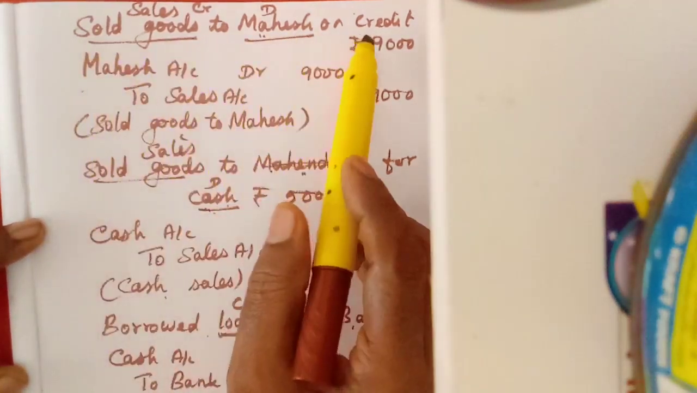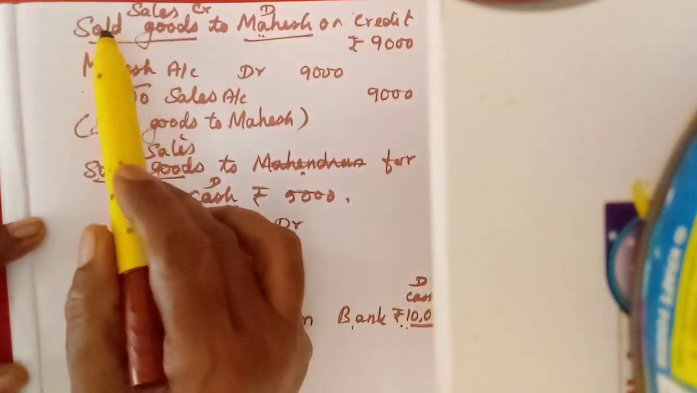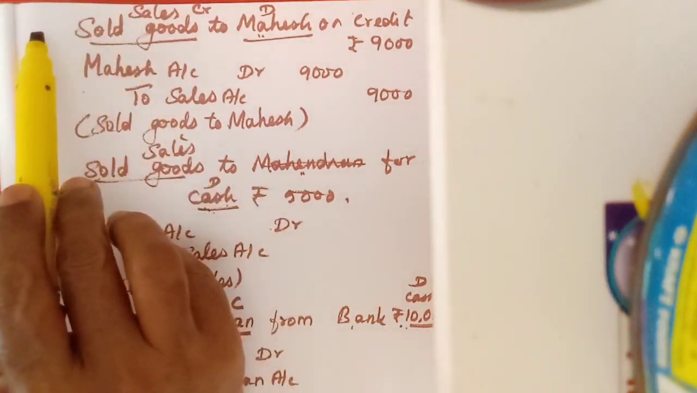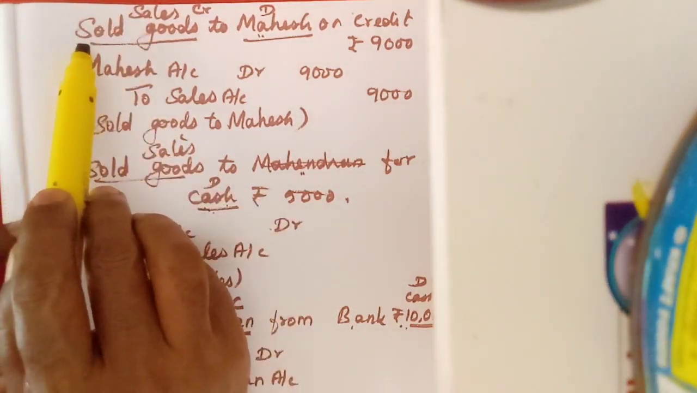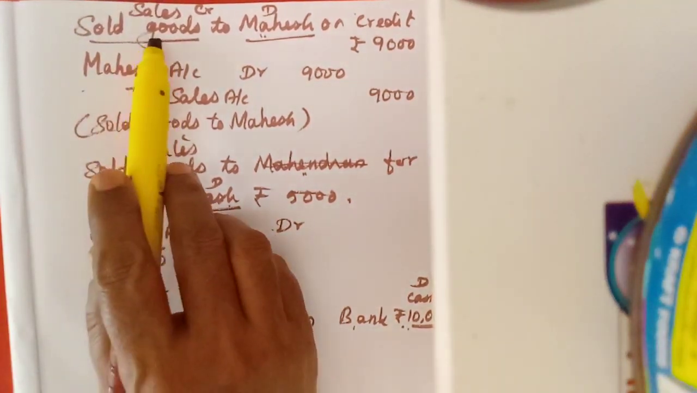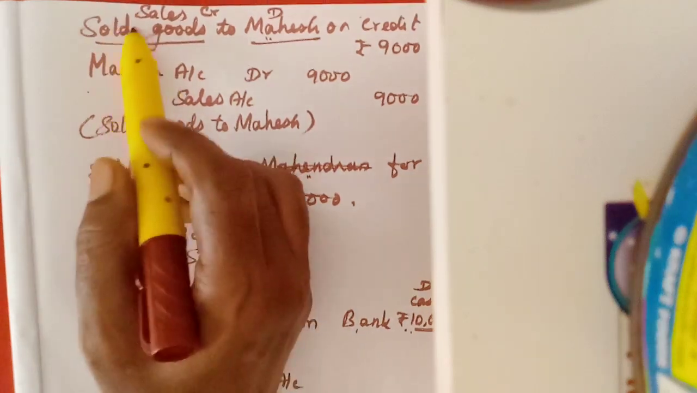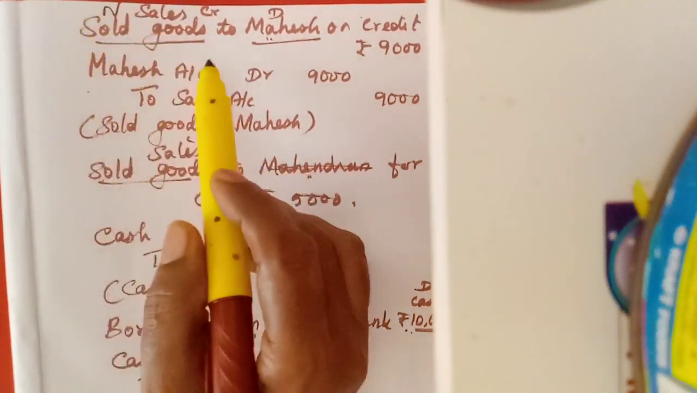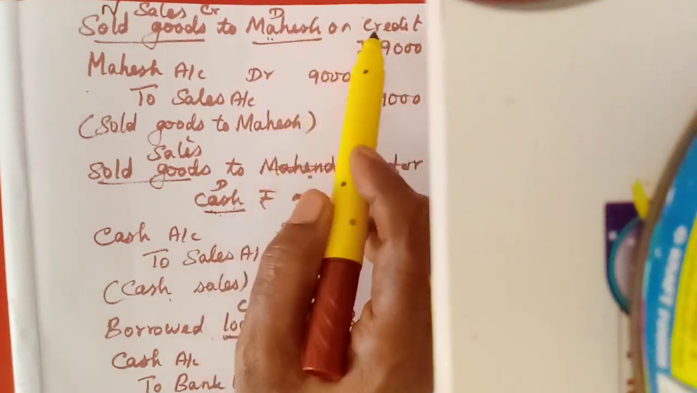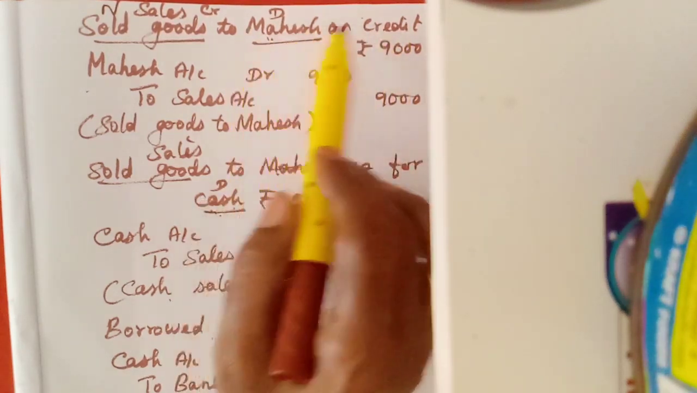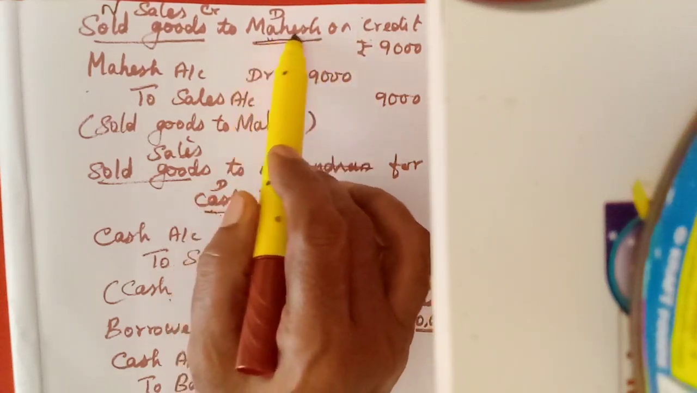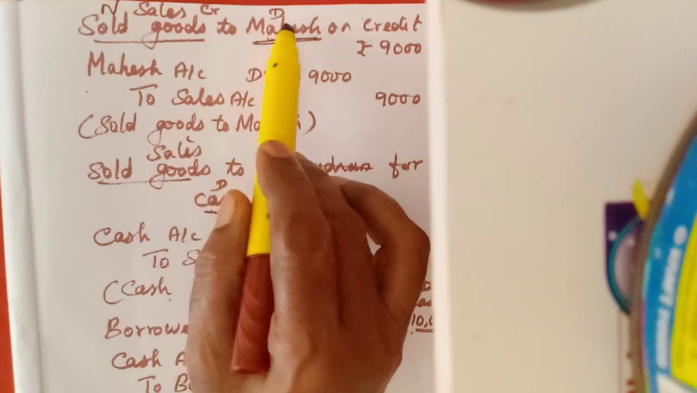Then: sold goods to Mahesh on credit. Sold goods is considered as sales, just as in the previous example bought goods was purchases. Sales is an income, so it is a nominal account. If it were cash, we would not worry, but it is on credit, so we do not receive cash. We should consider the personal account.